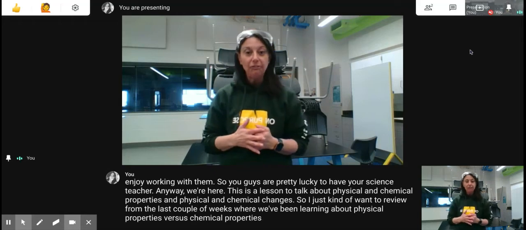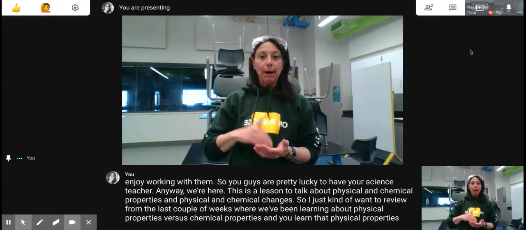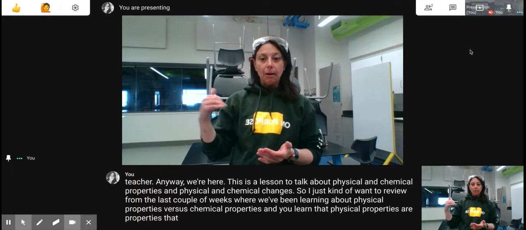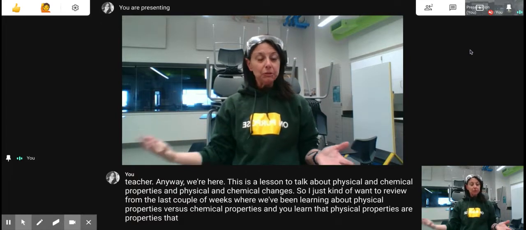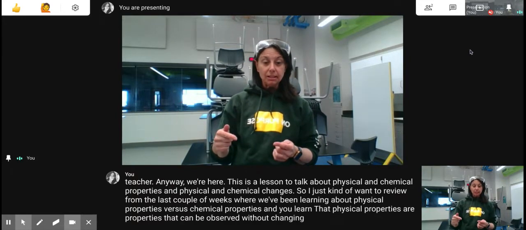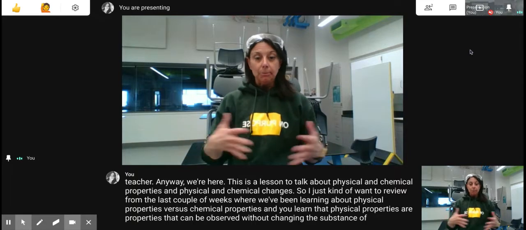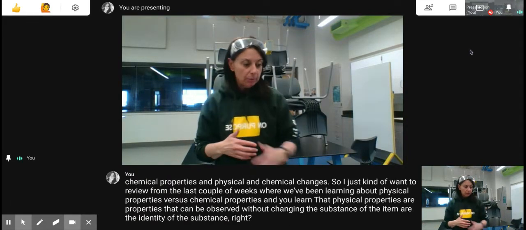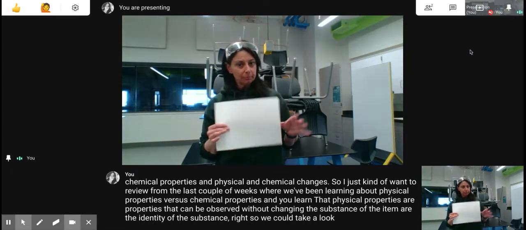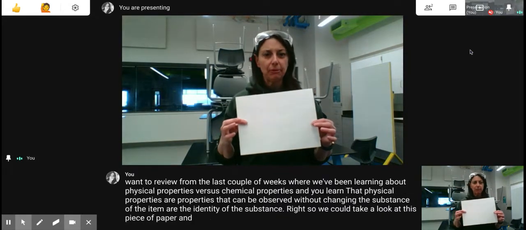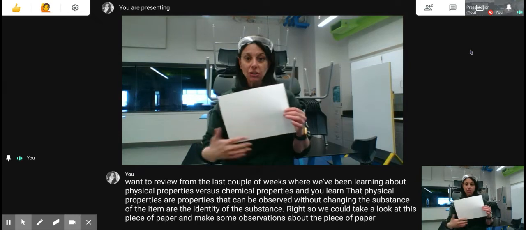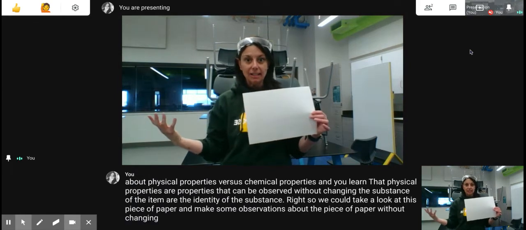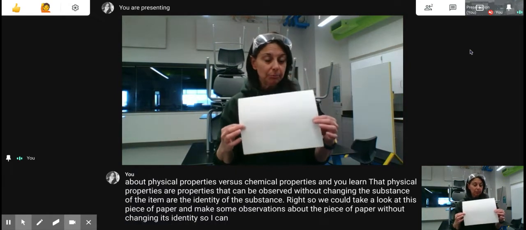And you learned that physical properties are properties that can be observed without changing the substance of the item or the identity of the substance, right? So we could take a look at this piece of paper and make some observations about it without changing its identity. So I can describe its color, it's white.